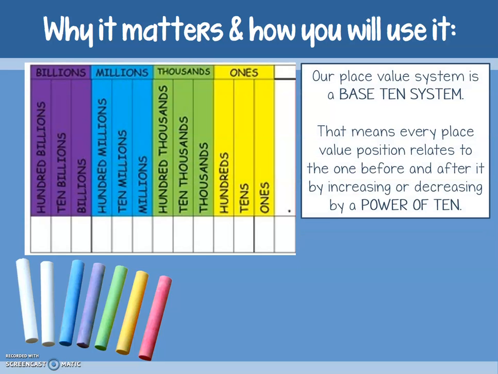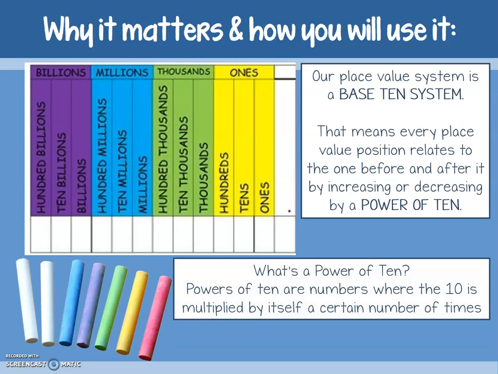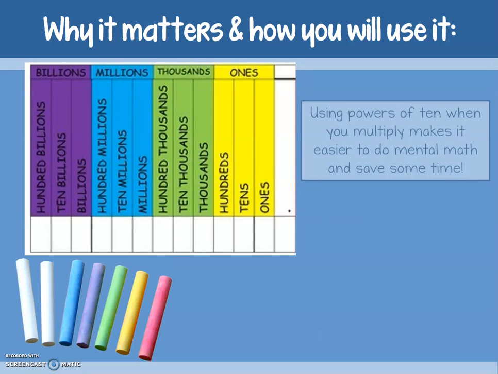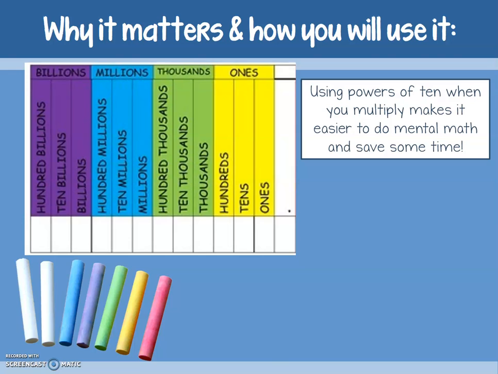Our base value system, or our place value system, is based on a base 10 system. That means every place value position relates to the one before and after it by either increasing, getting bigger, or decreasing, getting smaller by a power of 10. Remember, a power of 10 is a number where the 10 is multiplied by itself a certain number of times. So our examples of that are 1, 10, 100, 1,000, or 1/10, 1/100th, 1/1,000th, and so on. So using powers of 10 makes it easy to do mental math and save some time.